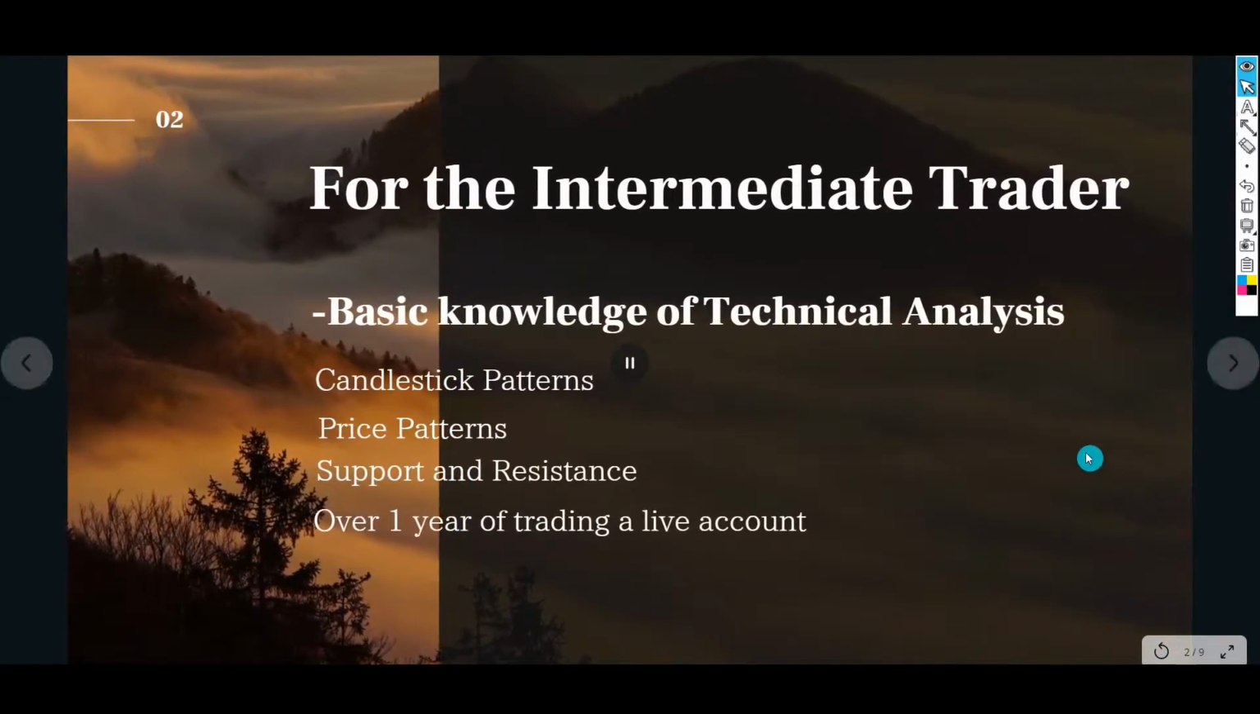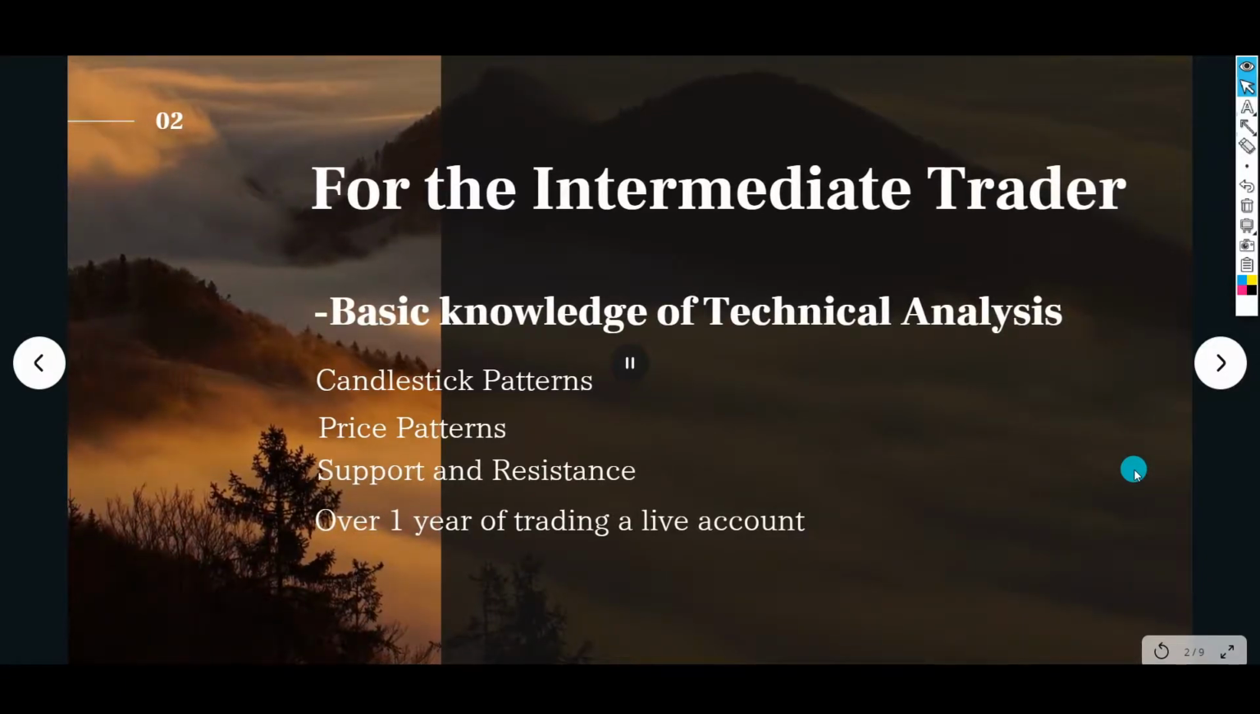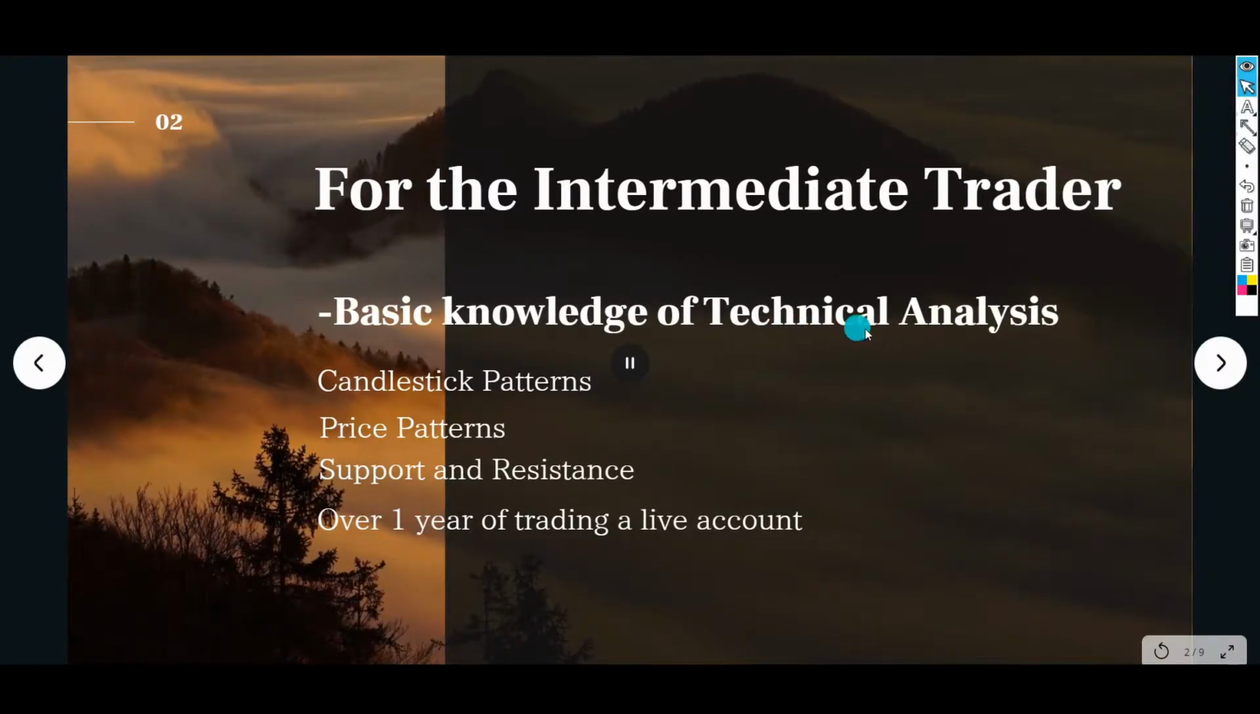This course is made for the intermediate trader. So I'm assuming you have a basic knowledge of technical analysis. That means candlestick patterns, just basic candle patterns like engulfing patterns or haramis. And you have a basic knowledge of price patterns, head and shoulders, double tops, just basic ones. And you have an understanding of the function of support and resistance. And you have over 1 year of trading a live account. Okay, a live account means with real money. If that sounds okay, let's keep going.